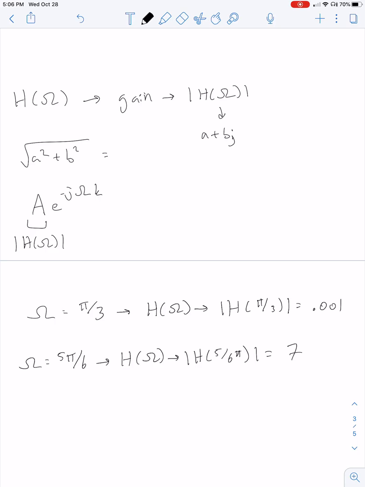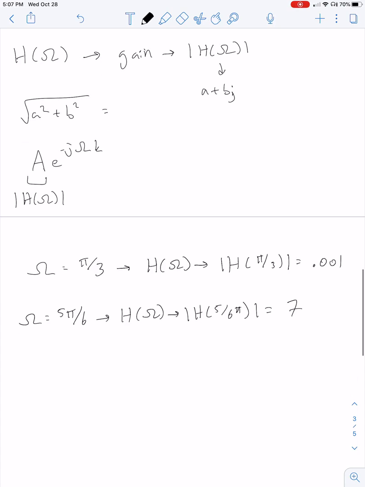This is really good. And you can think about what this means when it comes to filters. It means that if you have some frequencies that you don't want to go through, then you can choose an H of omega where the response at those frequencies is really small. And if you want to let some low frequencies through, like a low pass filter, then you can choose an H of omega where the magnitude at low values of omega is really large.